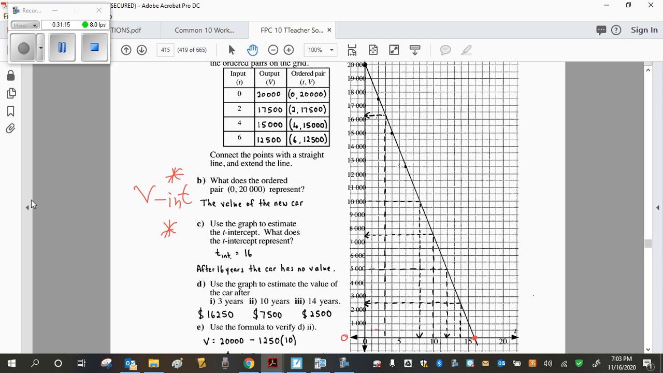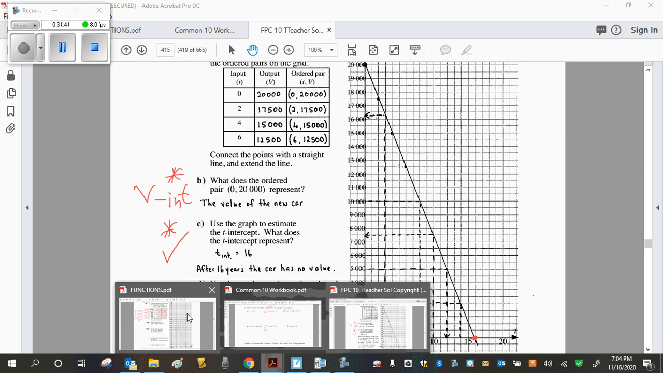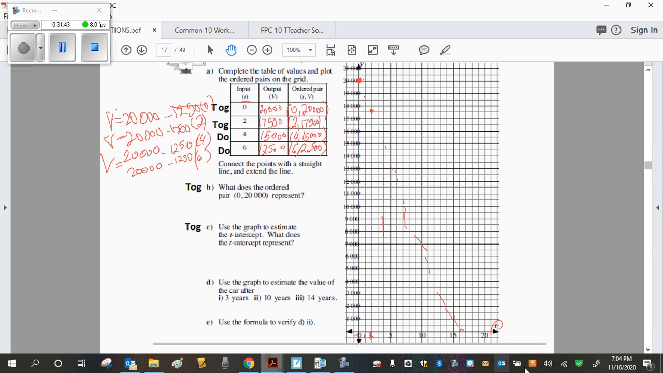Well, there's a big fat 0 here. It means your car is worth nothing. So 16 years, car has no value. It depreciates and no one wants to buy it unless it hasn't been driven much. Quickly go to D before you see the answer.